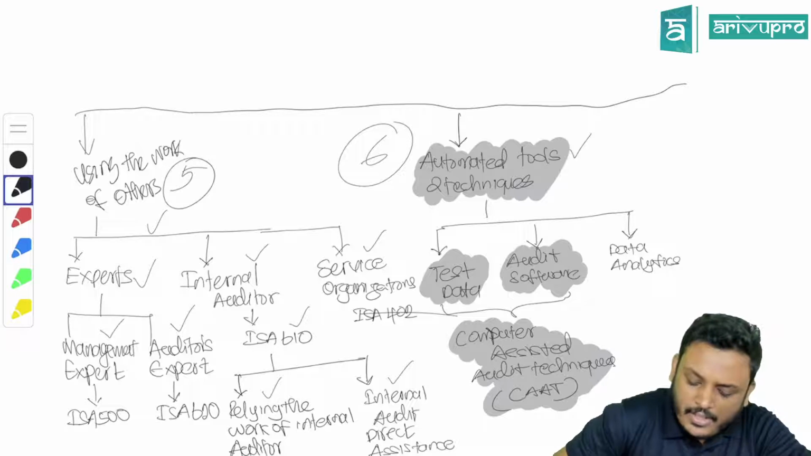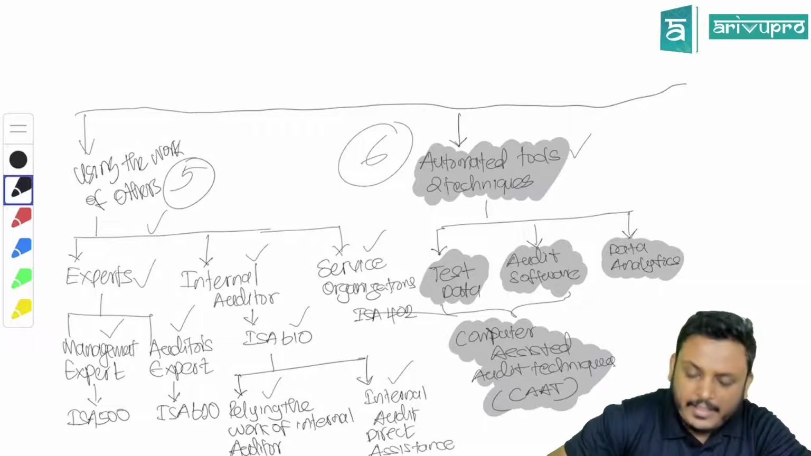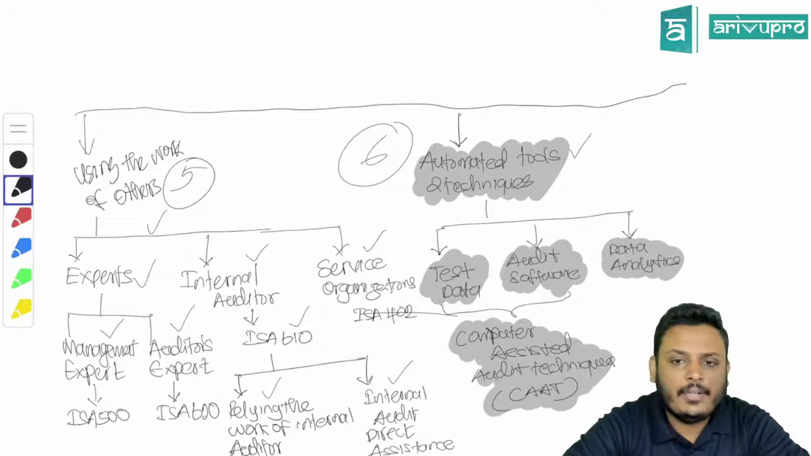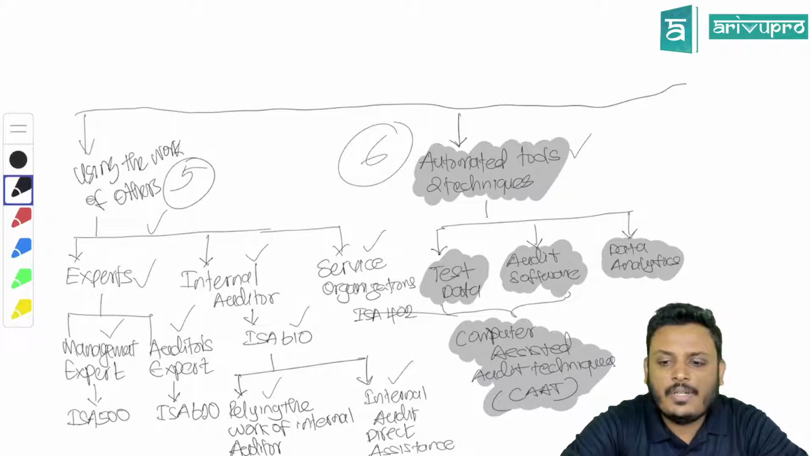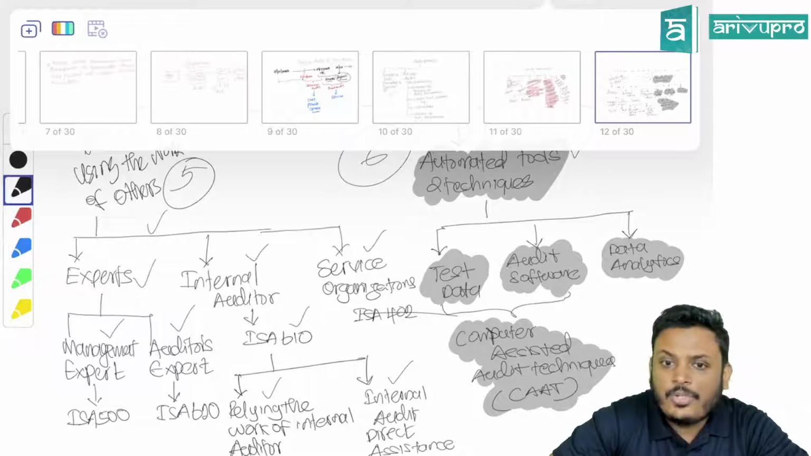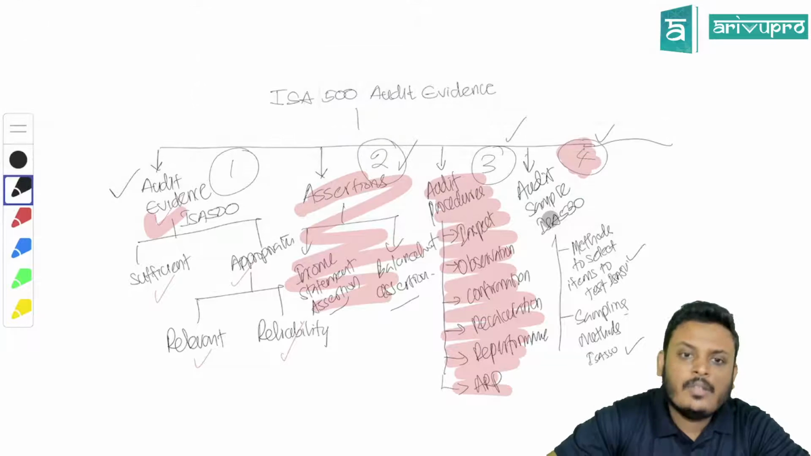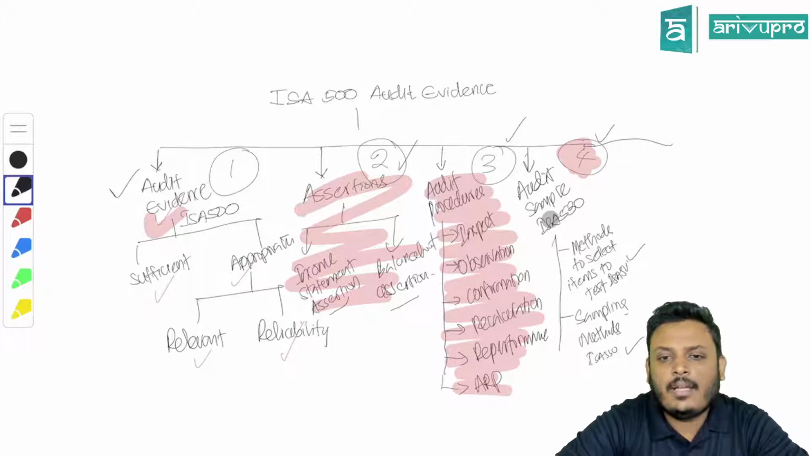And also we need to discuss data analytics. So this is the flow chart about ISA 500 audit evidence.